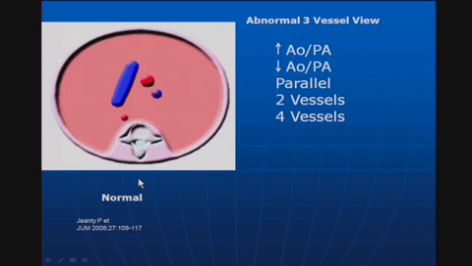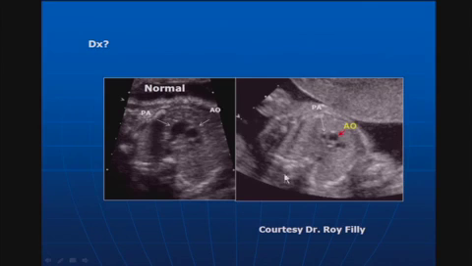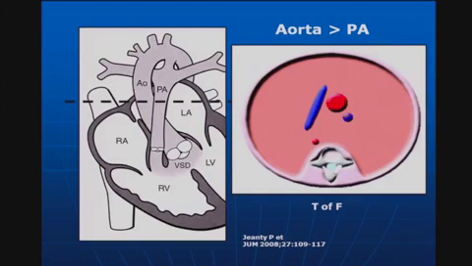Well, what are abnormal things we may see? I've just listed a couple here where there's a discrepancy in size. The vessels are parallel. We see two vessels, four vessels, all different combinations we could have. First case, I'm just going to show you the aorta, larger than the pulmonary artery. So we look here, normal relationship, abnormal relationship, where the pulmonary artery is smaller than the aorta. So we know the pulmonary artery is either smaller, the aorta is large, or a combination thereof, and this is tetralogy of Fallot, where we get abnormally small pulmonary artery. There's an overriding aorta.